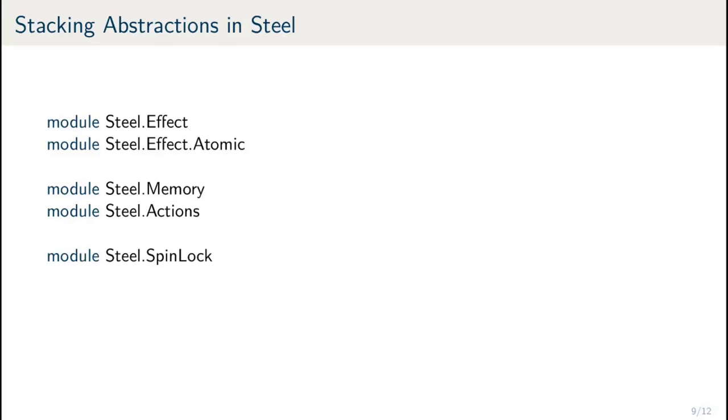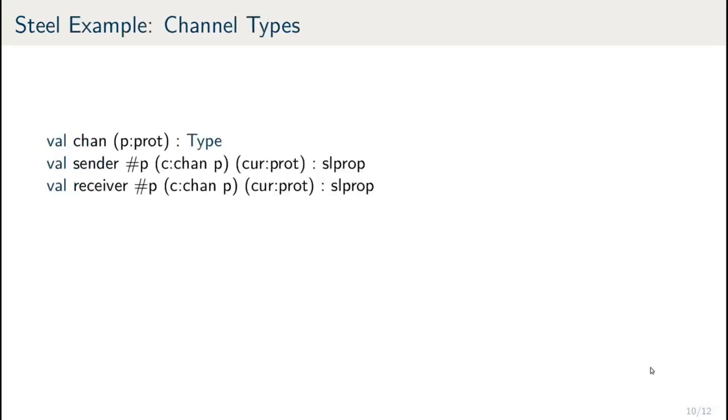Now, we can actually use the Steel framework to implement verified, dependently typed libraries, such as, for instance, a library for SpinLock. And there is no reason to stop here. On top of SpinLock, we can use the SpinLock interface to implement new libraries, such as, for instance, a library for fork join operations or a library for channel types.